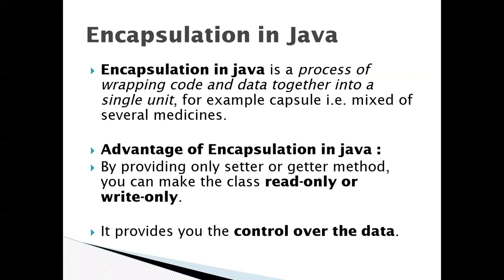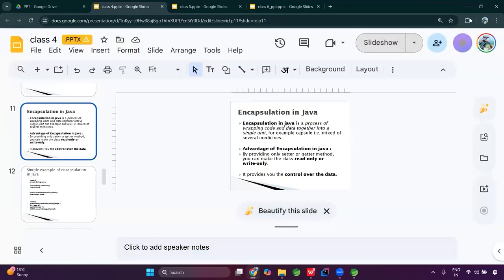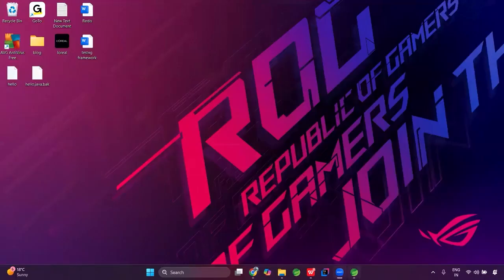Encapsulation is nothing but wrapping up of code and data together into a single unit. For example, a capsule is a mix of several medicines. Similarly, there will be code and there will be data. That is called an encapsulated class. Let's do some practical, then we'll understand that.